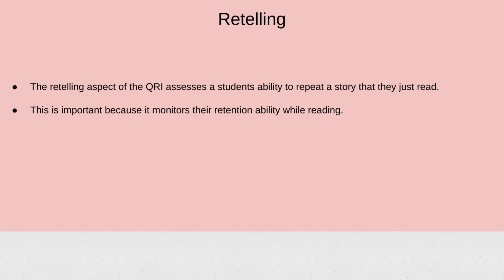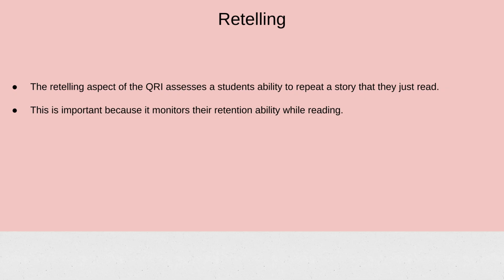Now, another section that is a part of our qualitative reading inventory is our retelling aspect. The retelling aspect of the QRI assesses a student's ability to repeat a story that they just read, which is important because it monitors their retention ability while reading. This is very important because if a child is not able to remember a story that they read, they are more than likely not going to be able to comprehend or answer follow-up questions about that story.